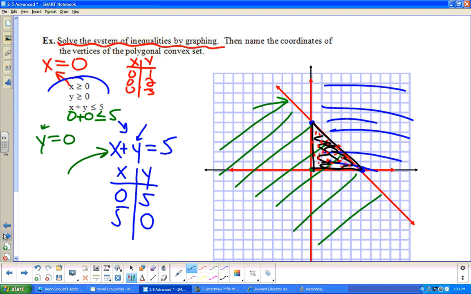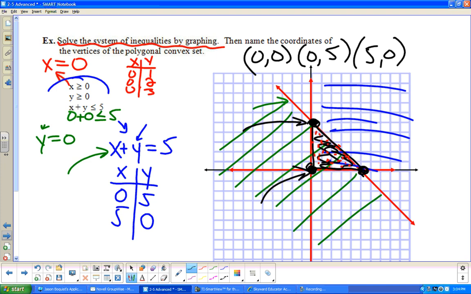So the vertices: there's one, there's one, there's one. This one's probably the easiest one to write. It's 0, 0, right? How about this one way up here? It's 0, 1, 2, 3, 4, 5: 0, 5. And this last one is 5, 0. So now do you see why I had ideas to do something like that? Because more than likely, at least one of those points was going to be important. I saw these earlier, so I knew more than likely it was going to be helpful.